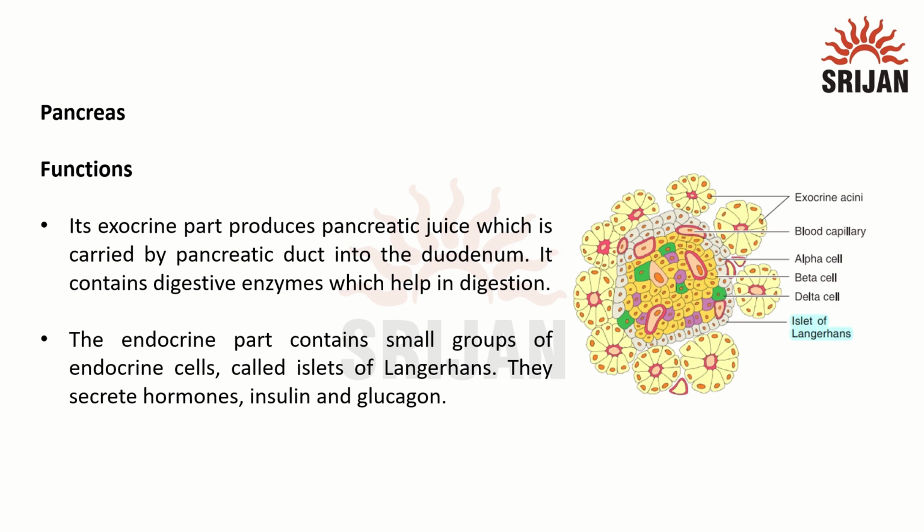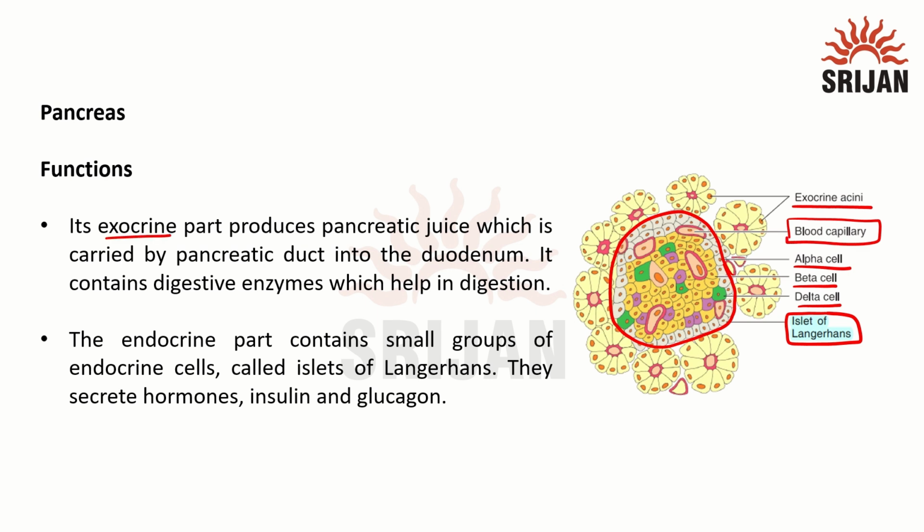Here we can see different types of cells. So here we have the exocrine part and the endocrine part, that is the islets of Langerhans. And in the islets of Langerhans also we have different types of cells, like alpha cells, beta cells and delta cells. All of them have a rich supply of blood capillaries.